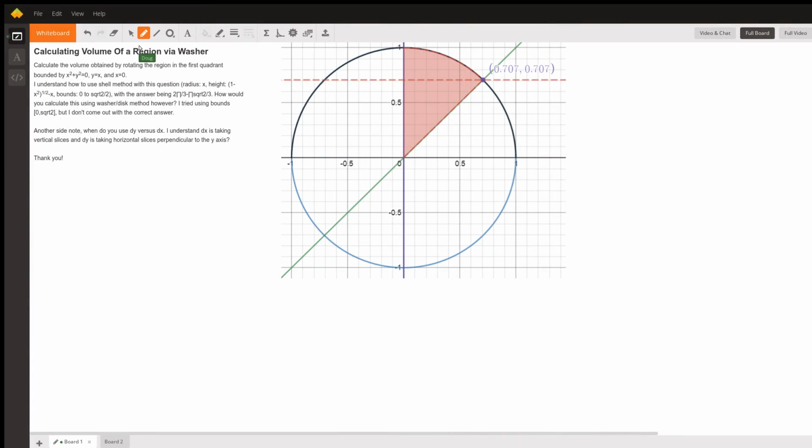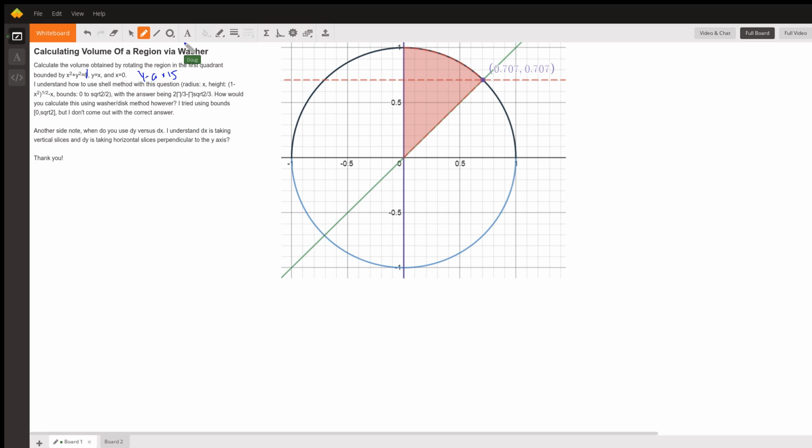Like we reached the conclusion that this should have been a 1, and that we're revolving about the y-axis, the region depicted in red over here. And you said you knew how to solve this using the shell method.